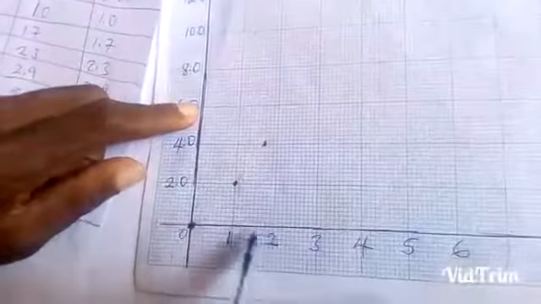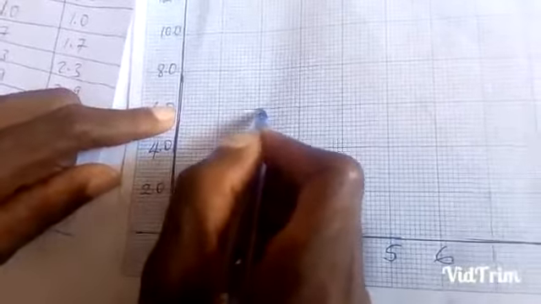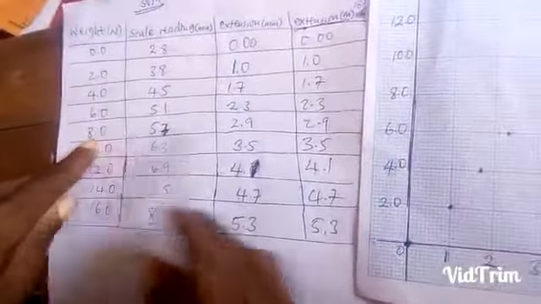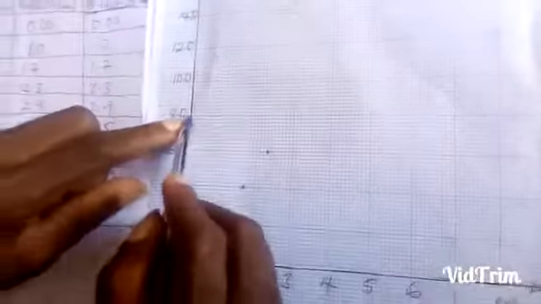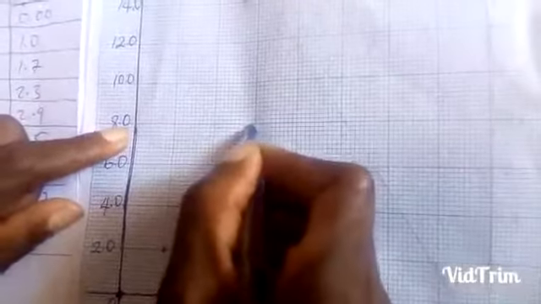When the weight is 6, the extension is 2.3. 2 is already at this point. So 0.3 means we add 3 smaller boxes. 1, 2, 3. That is where 2.3 is. After that, when it is 8, the extension is 2.9. 2 is already here. 0.9 is 9 boxes. That will fall at this point.